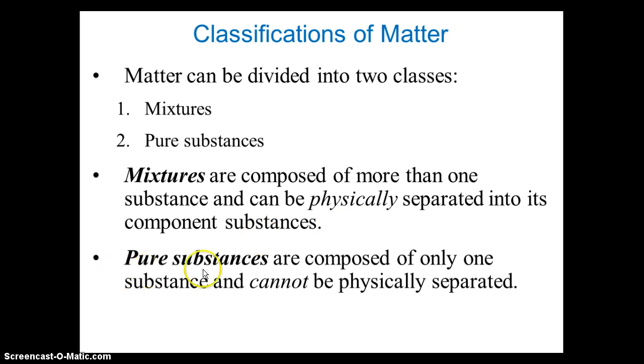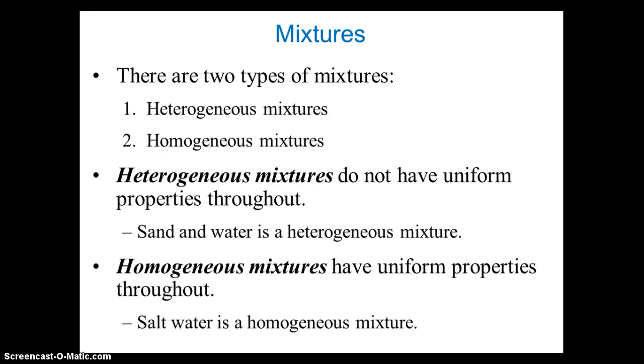Let's talk about pure substances. Pure substances are composed of only one substance and cannot be separated physically. There are two types of mixtures, heterogeneous mixtures and homogeneous mixtures. Heterogeneous mixtures do not have uniform properties throughout.